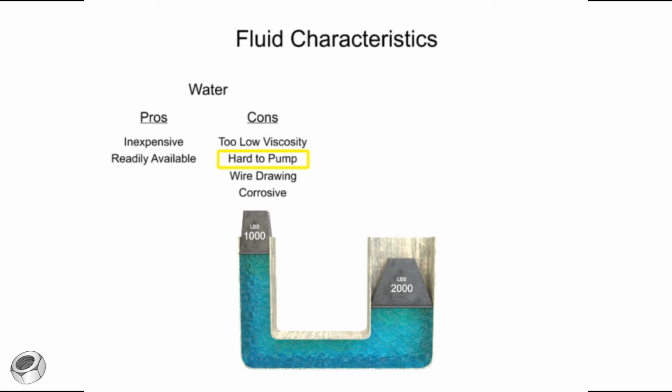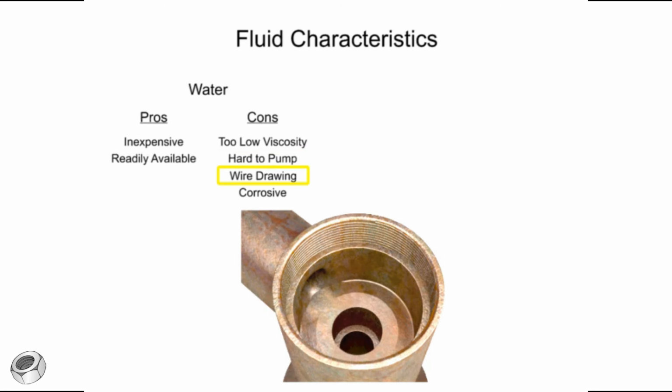Additionally, the speed at which it flows through the system causes an effect known as wire drawing. Wire drawing occurs when the water flow erodes or scores a pathway in the metal of machinery as it goes around corners and through orifices. It also has corrosive effects on metal machinery.